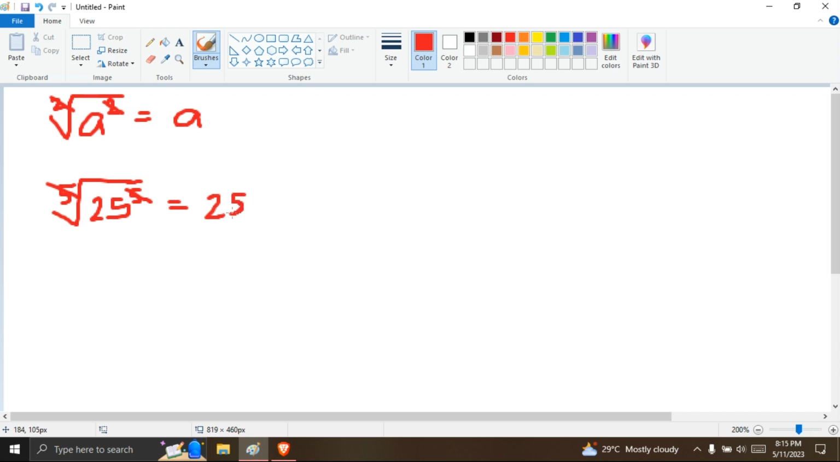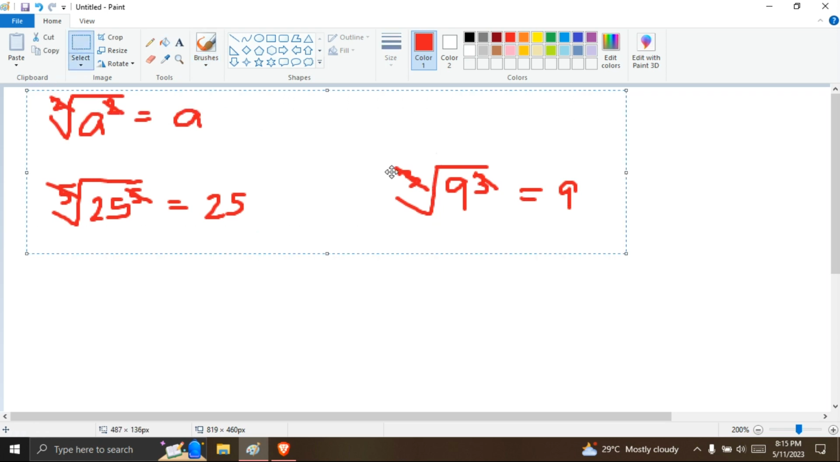Then last example, let's say the cube root of 9 cubed. They are the same, cancelled out, the radical sign is gone, so the answer is 9. Okay? So that is very easy, no? That is the first law on radicals.